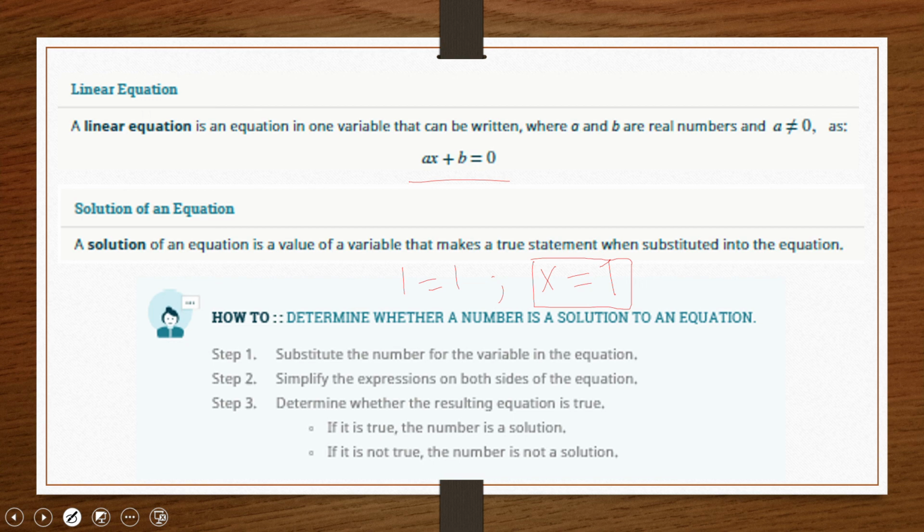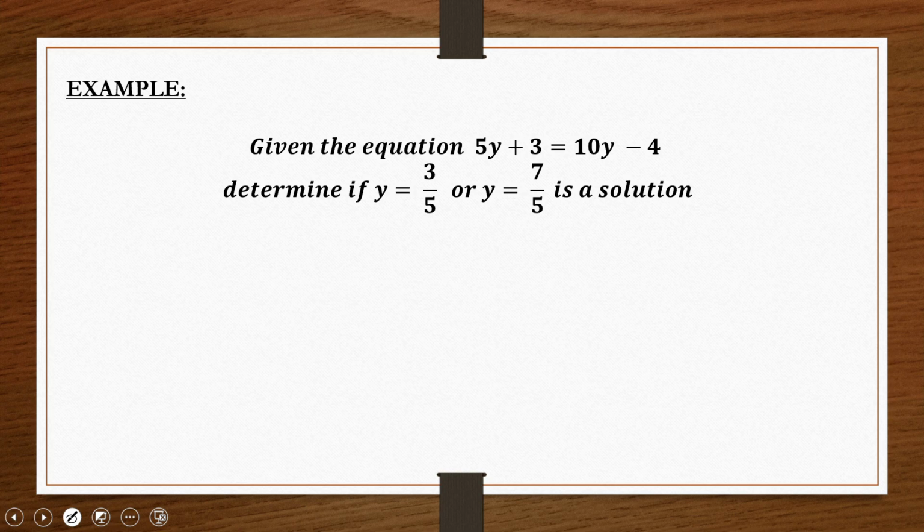Okay, so let's look at an example of what I mean. Here we have a linear equation. Again, it's a little bit more complex in its format, but still maintains that ax plus b equals 0 mainframe for building out more complex examples. So 5y plus 3 is equal to 10y minus 4 is our equation. We're asked to determine if y is equal to 3/5 or y is equal to 7/5 is a solution. So let's look at our first substitution here, 3/5. I'll just rewrite the statement here, substituting in that value, and then simplify each side.